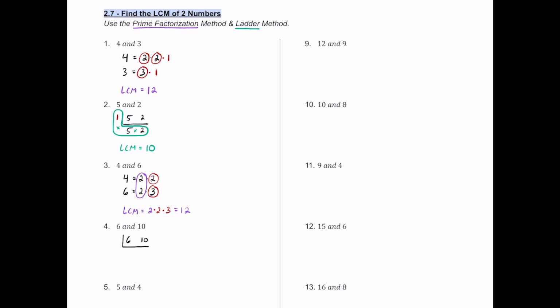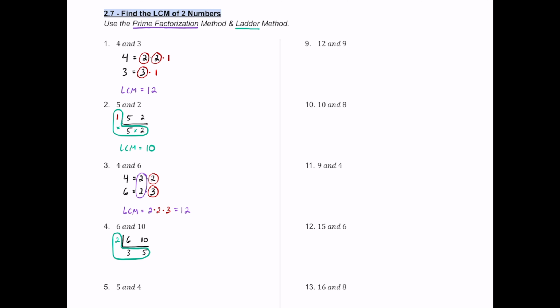So since 6 and 10 are both even, we know 2 goes into them. 2 goes into 6 3 times, and 2 goes into 10 5 times. And so we're left with 3 and 5. And I think 3 and 5 have nothing in common besides 1. So we can go ahead and multiply these outer numbers here.